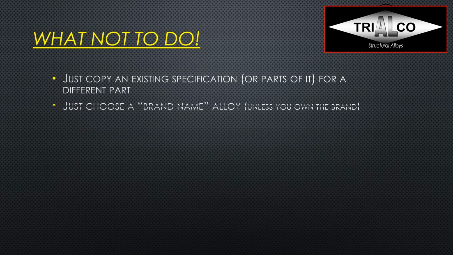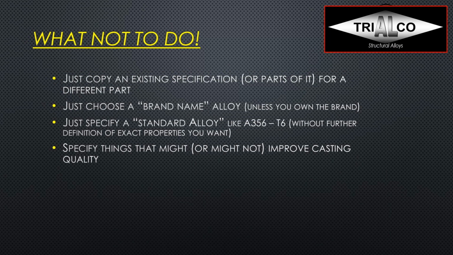The next mistake that I often see is, well, because you know it, you say, oh, I just specify a standard alloy, like A356T6, without further definition of the exact properties that you want. It's just, oh yeah, I'm familiar with it. And you might want to do that because you say, well, this gives me the largest selection of suppliers because it's the most standard alloy.